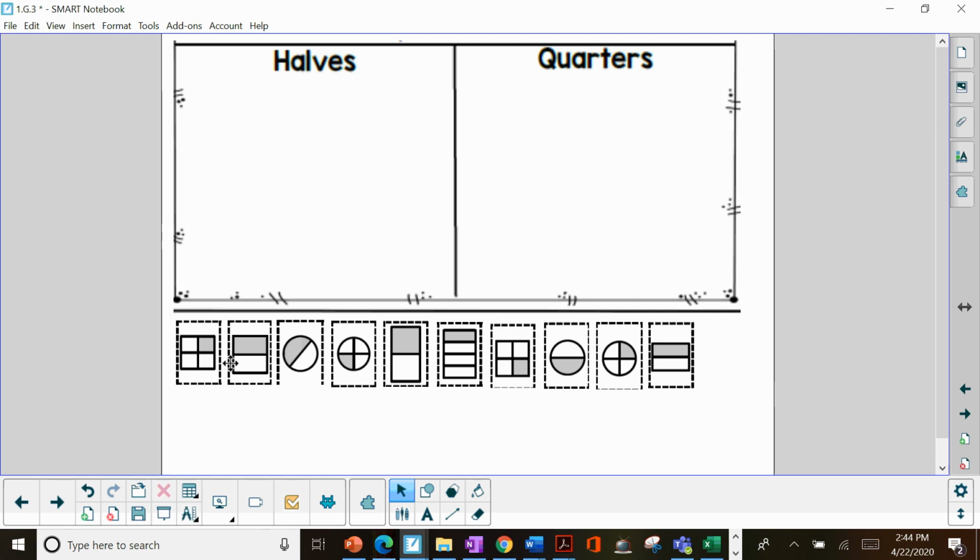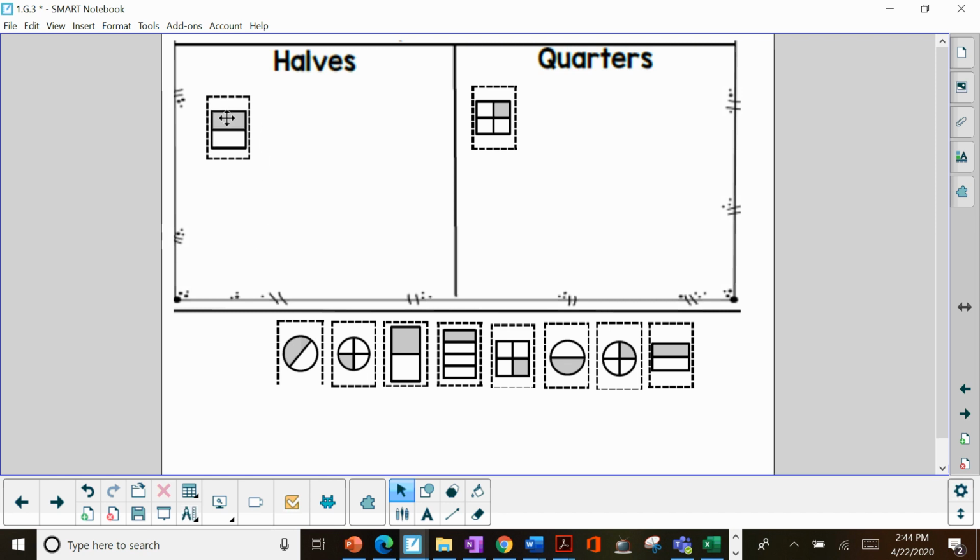So today we're going to divide these shapes, they're circles and rectangles, and yes, a square can be a rectangle, into either halves or quarters. So this one has 1, 2, 3, 4 parts. So it is divided into fourths or it's divided into quarters. So I'm going to put it in that section. This is just divided into 2 parts or 2 halves. So I'm going to put it under halves.